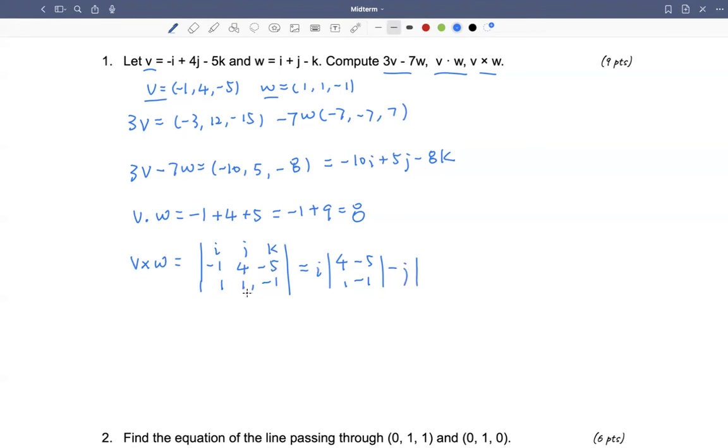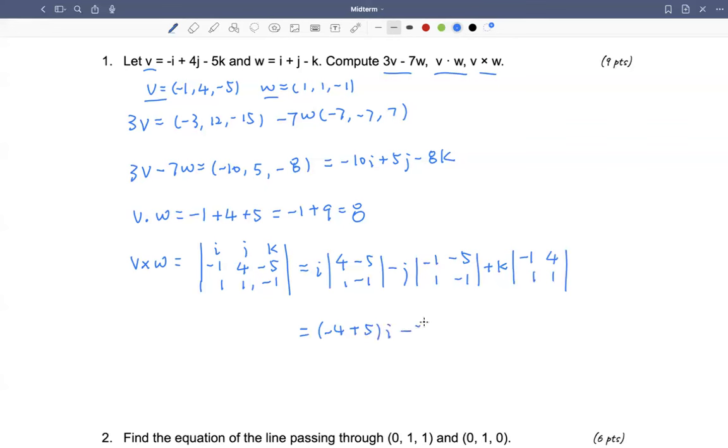Then forget about this, forget about this, so take the determinant of negative 1, negative 5, 1 and negative 1. Then K is first row, third column, so even again, so K is a positive term. Ignore this, and take the determinant of negative 1, 4, 1, 1. Now take the determinant step by step for the i term: negative 1 times 4 is negative 4, minus 1 times negative 5, which becomes plus 5. That's the i term.